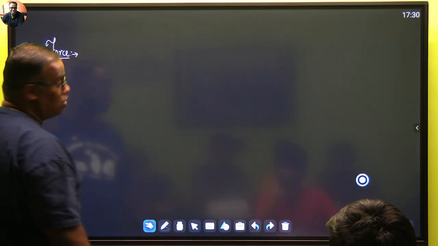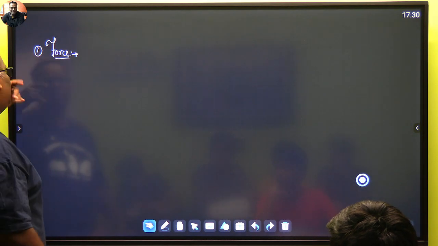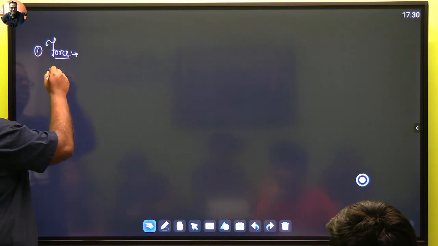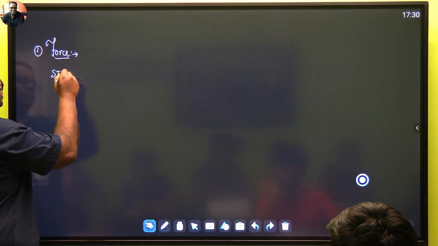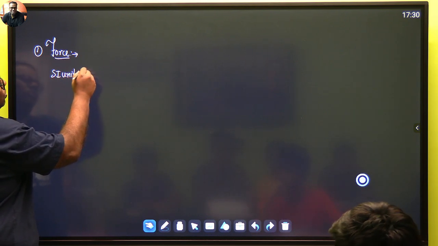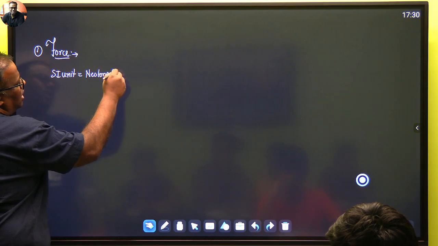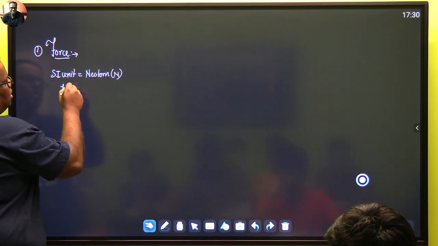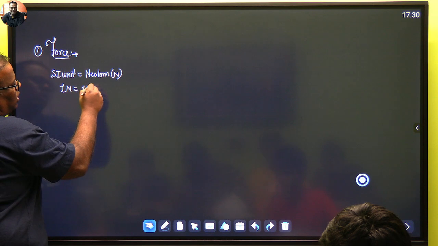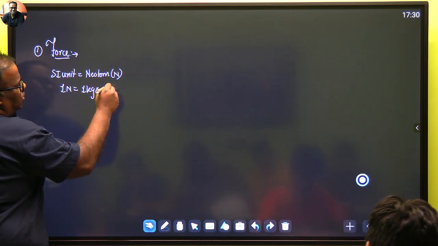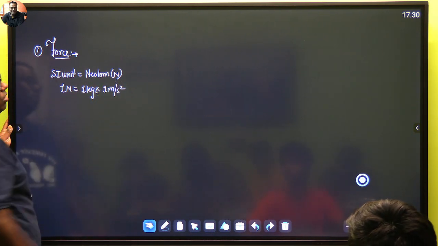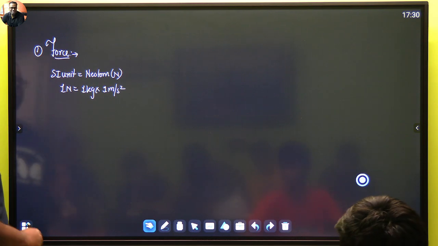But before that, since we are doing revisions, we will take up things like, what is the SI unit? The SI unit of force is Newton, written as N, and 1 Newton equals the force that accelerates a mass of 1 kg at 1 meter per second square along the direction of force. Okay, ये सब चीजें देख लेते हैं.